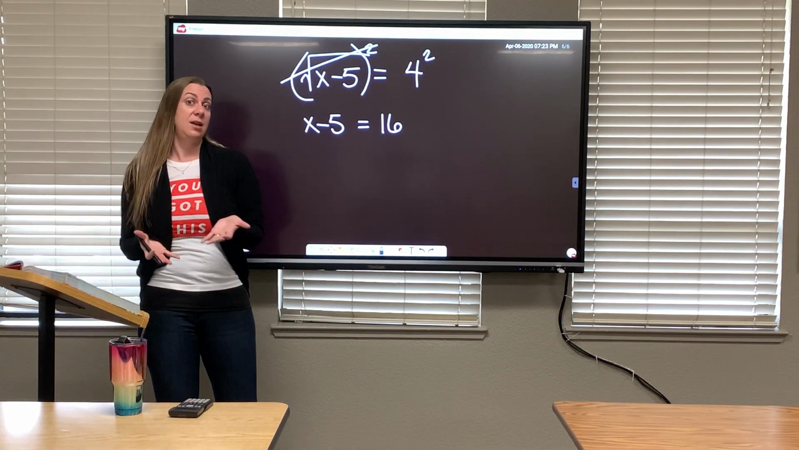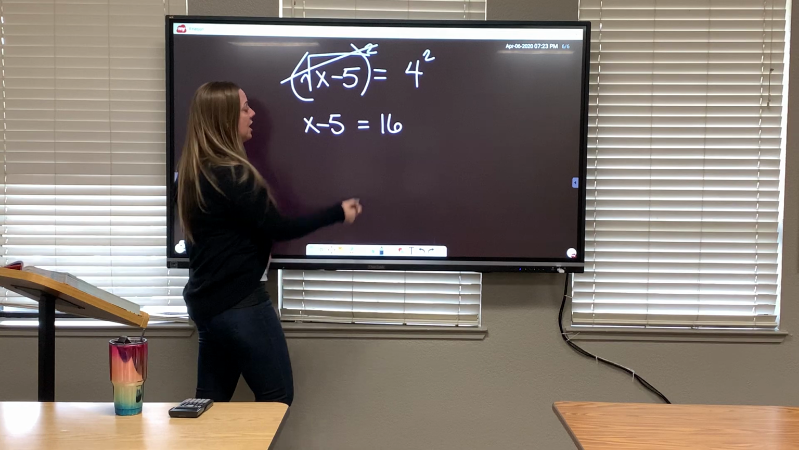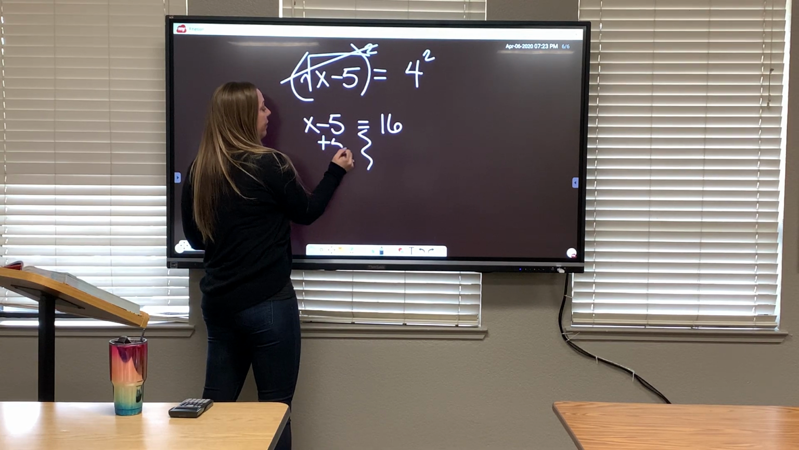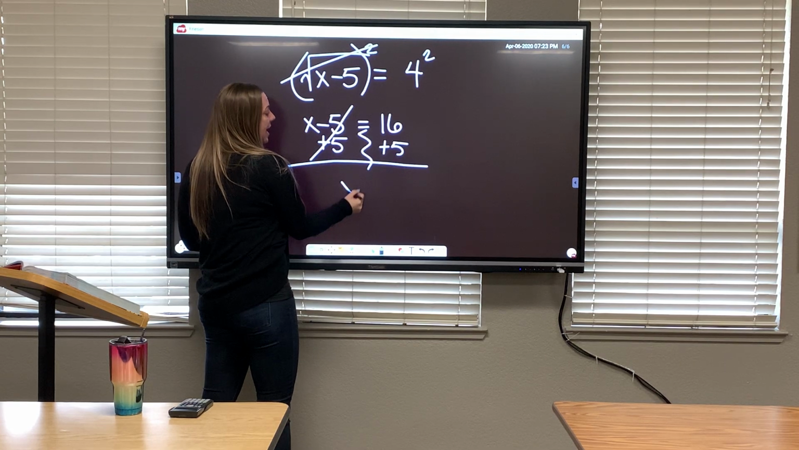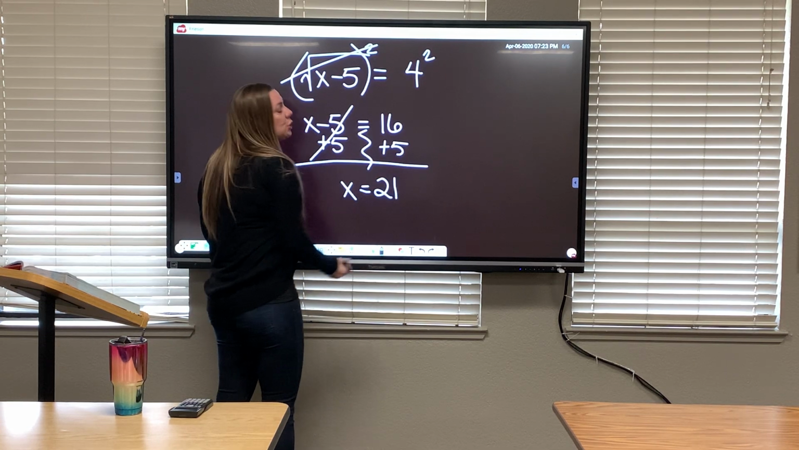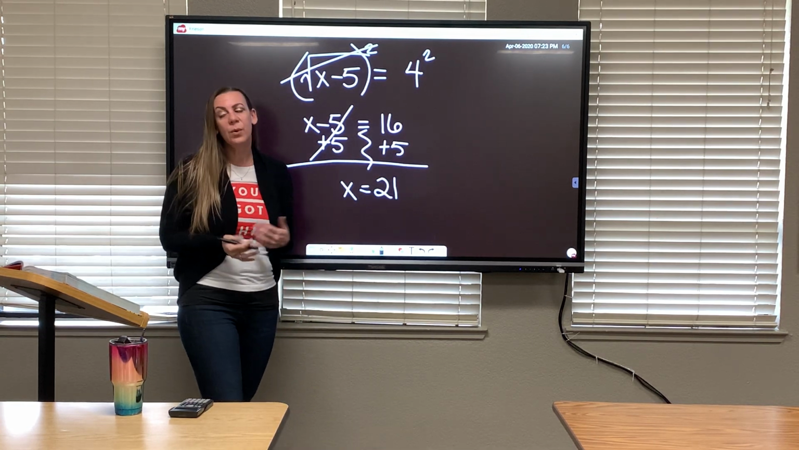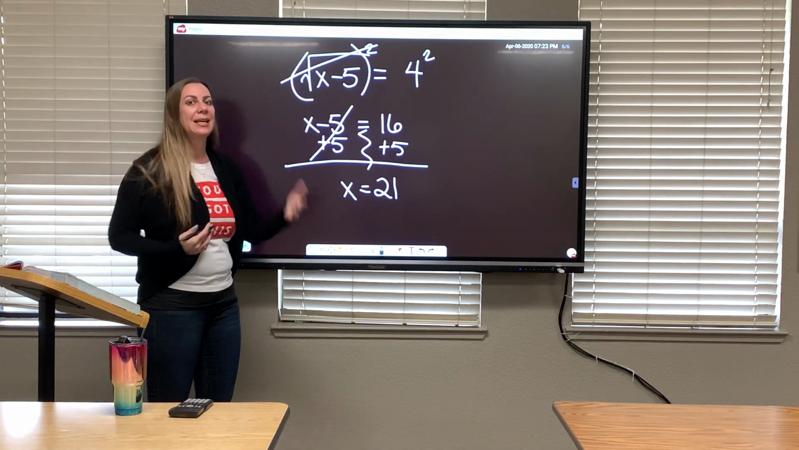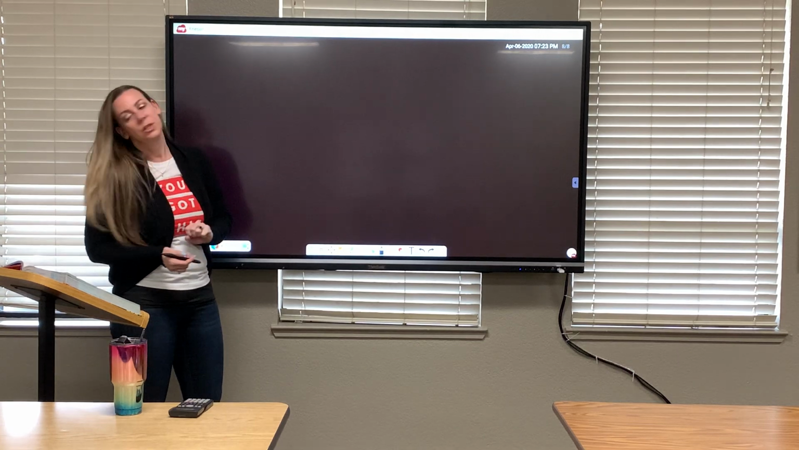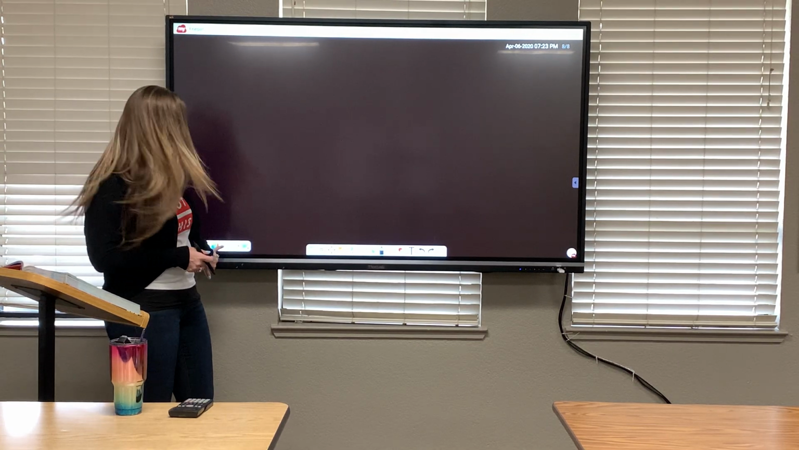I'm still not done. I have not gotten x. So I need to add 5 to both sides. That will cancel out, and now I have x equals 21. And now we've solved for x. So let's go ahead and try one with adding and subtracting. So we will take another one.